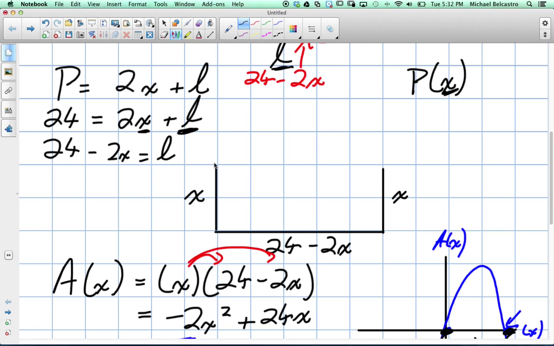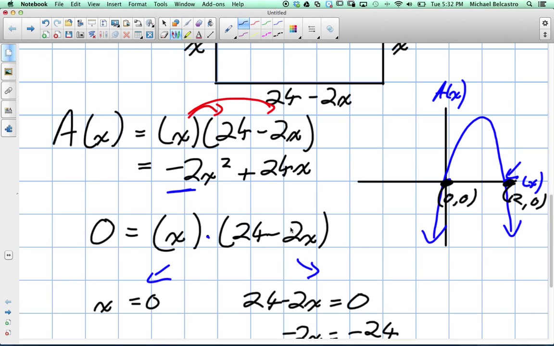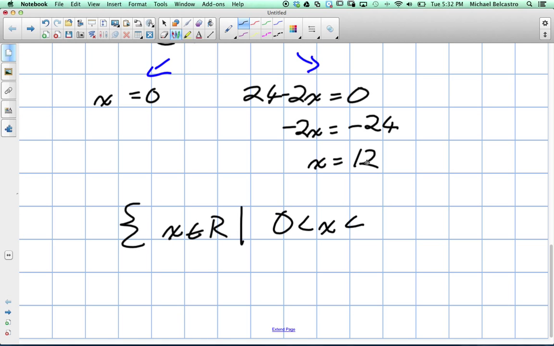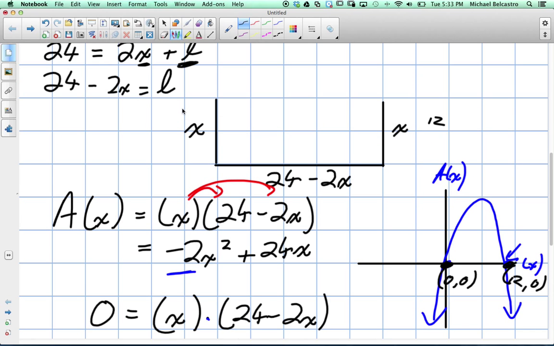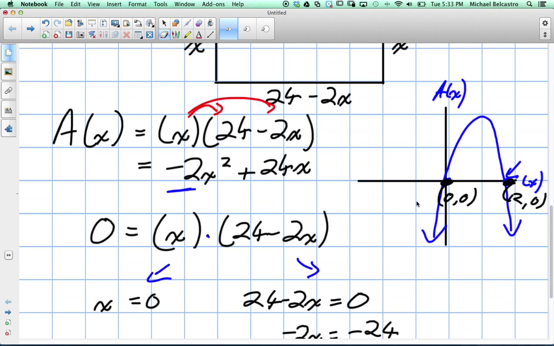Because if it is, then I don't have a side of a fencing. And it has to be less than what value? 12. Can it be equal to 12? No, because if both of these side lengths are 12, that's 24 right there. I have nothing left for the length, right? So those are the parameters to this part of the fence.